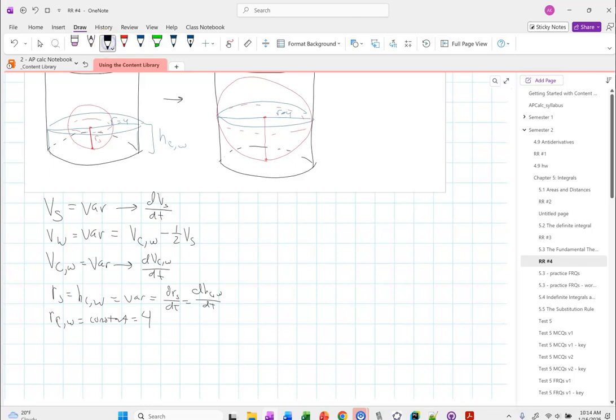So if I take this then, the volume formula for a cylinder is pi r squared times height. The volume for a sphere is 4/3 pi r cubed.